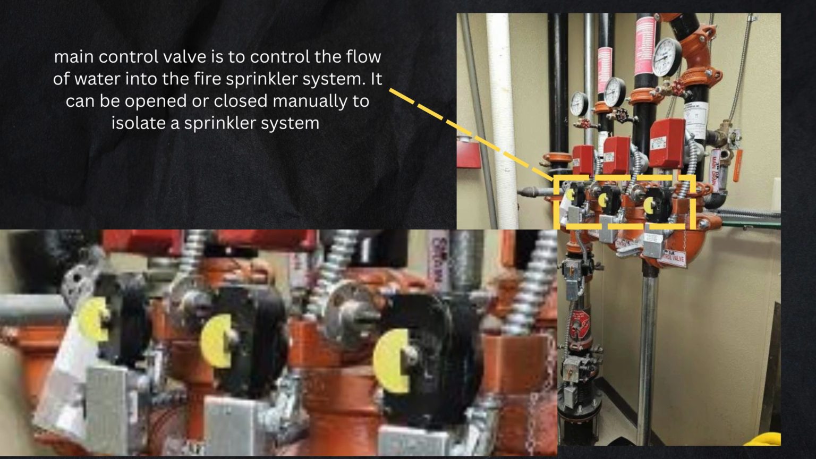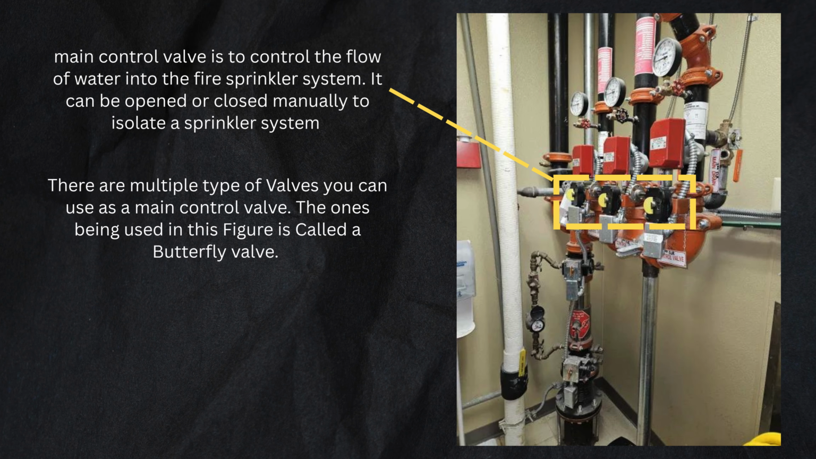The main control valve is to control the flow of water into the fire sprinkler system. It can be opened or closed manually to isolate a sprinkler system. There are multiple types of valves you can use as a main control valve. The one being used in this figure is called a butterfly valve.